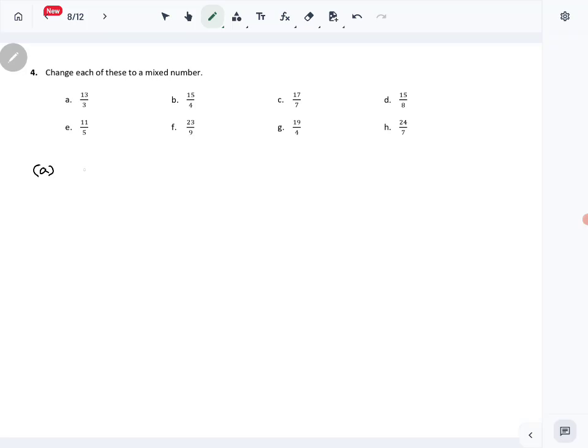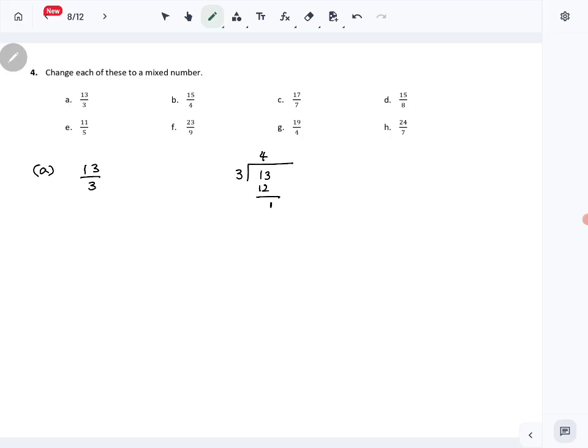Let's look at the first one, 13 over 3. This is how you do it. You have to find the whole number part. Remember, a mixed number has a whole number part and a fraction part, right? So we use long division. 13 divided by 3. How many 3's are inside of 13? You have 4, no? 12, then 1, right?